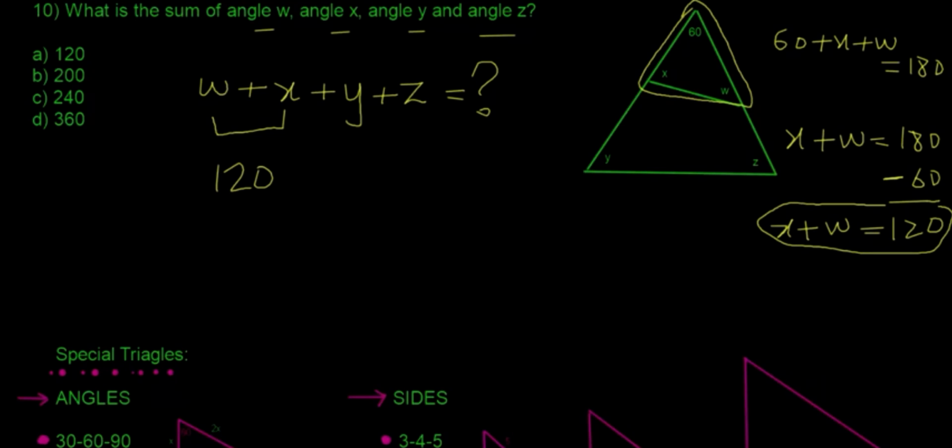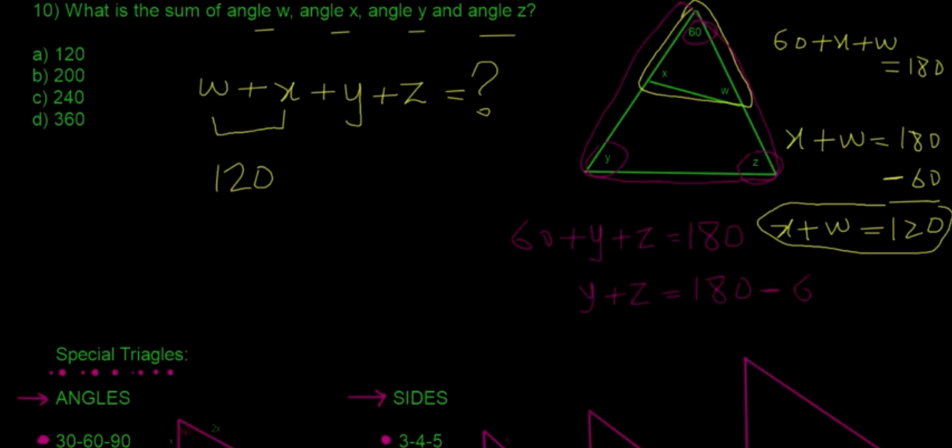Then take a look at the big triangle, the angles of which are 60, x, y, and z. So 60, y, and z also add up to give me 180. Y and z add up to give me how much? The total is exactly the same as what we got over here, 120. So 120 and 120 is 240.